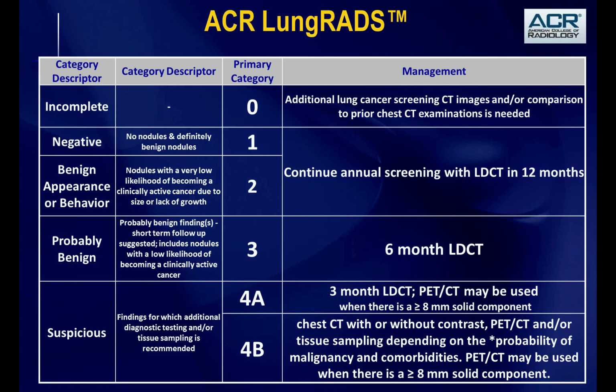Category 4A lesions should undergo a 3-month low-dose CT, and PET might be considered if there's a large solid component. If negative, unchanged, or smaller, they would return to their annual screening calendar. Category 4B are the most suspicious lesions where the decision as to what a patient should undergo should be determined by the probability of malignancy and comorbidities in the individual patient. This is the type of multidisciplinary program that a patient might be sent to that includes pulmonary medicine physicians, perhaps radiation oncologists and thoracic surgeons, as well as radiologists. The range of tests that might be used here include chest CT with or without contrast, PET CT, or tissue sampling.